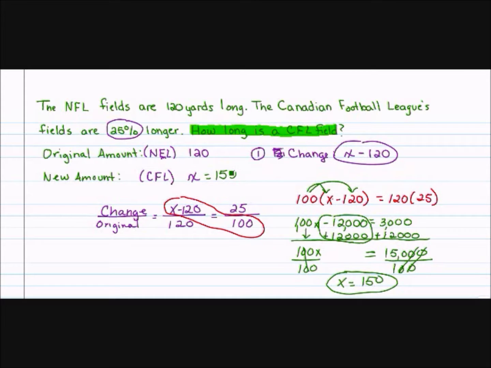The NFL's fields are 120 yards long, and the CFL's fields are 150 yards long.